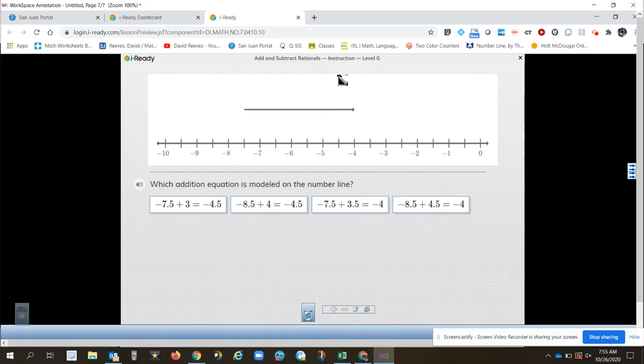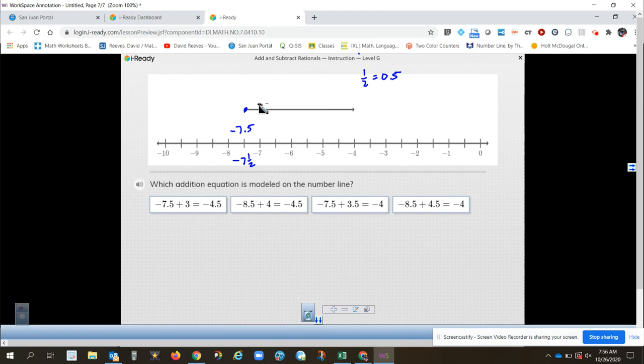Again, 1/2 is equal to 0.5. So 1/2 is equal to 0.5. So here is -7. Here is -7 and 1/2, which is the same as -7.5. All right, so we're going to go from there, and then it goes this direction. So since it's an addition problem, that means we are adding a positive.